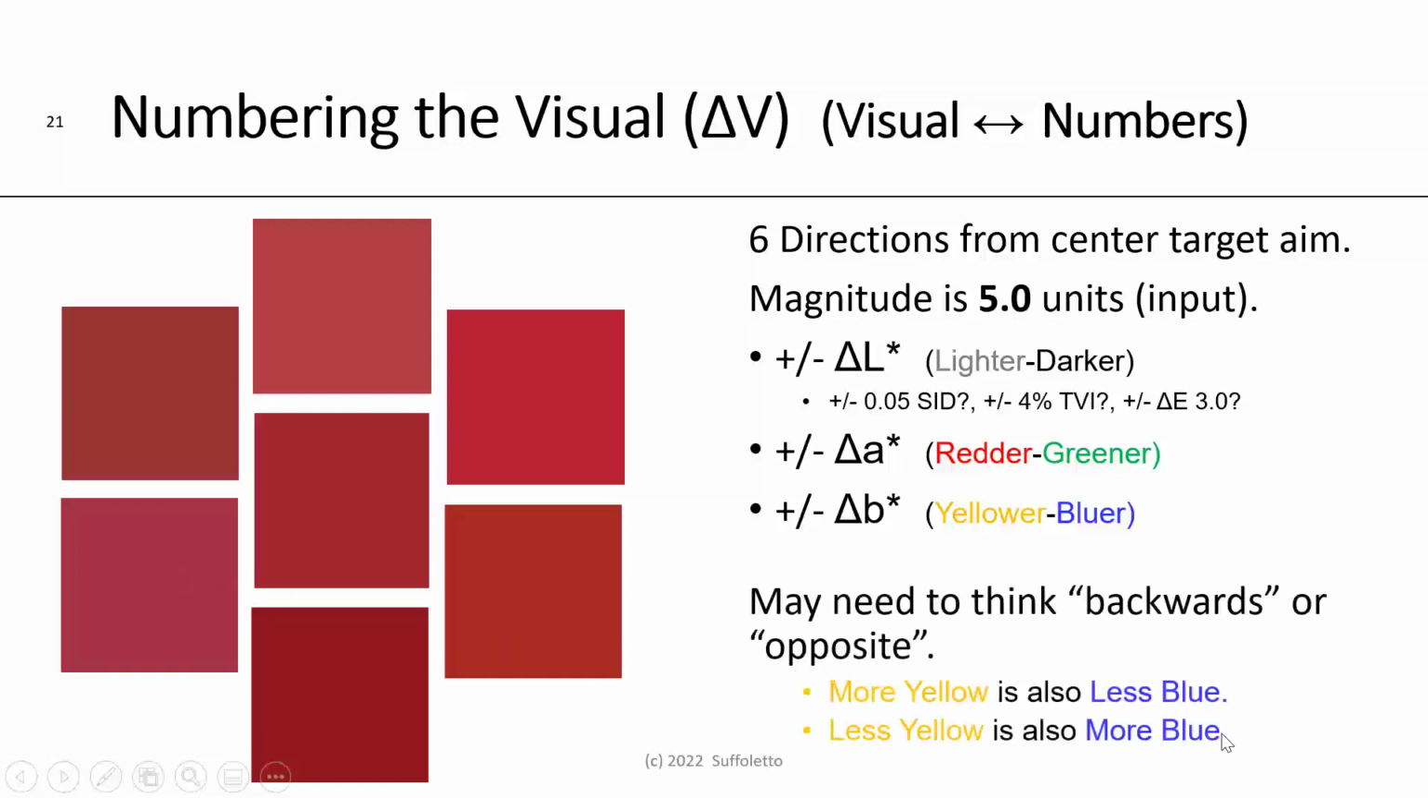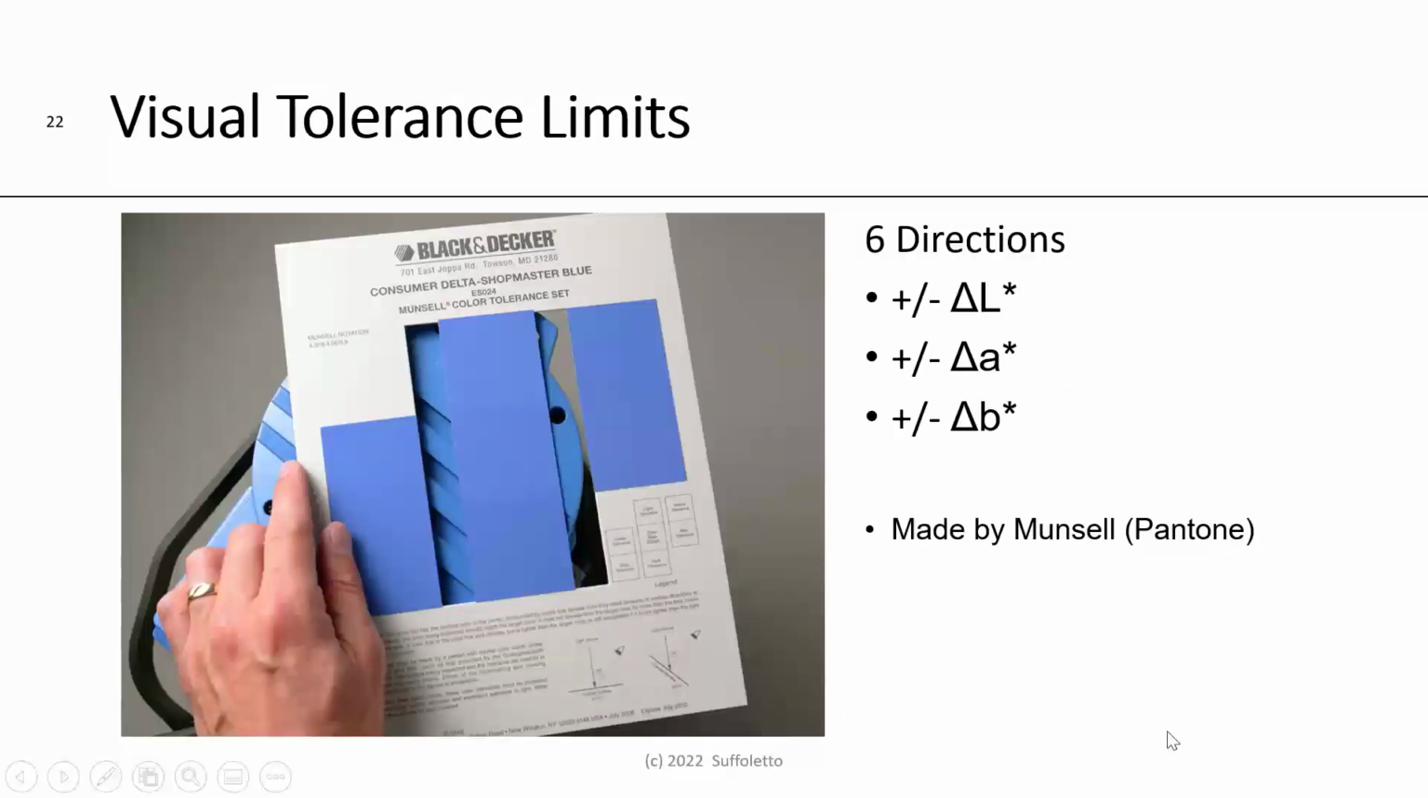And sometimes you have to think backwards or opposite or complementary. So if you don't see this yellower, think of it as being less blue. If you don't see this bluer, think of it as being less yellow. And this is a nice visual. You can get this from Pantone or Munsell, and it shows you the standard reference target aim with the change in A star and the change in B star and the change in L star.